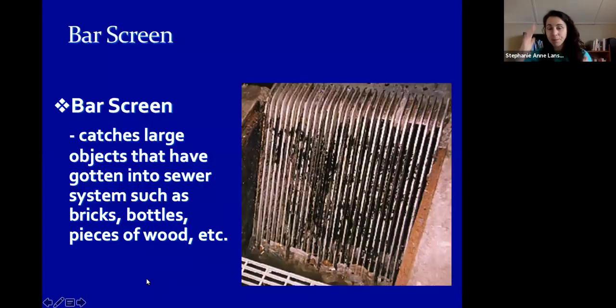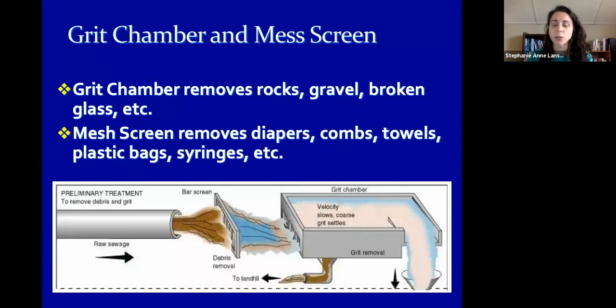So going step by step, you start with the bar screen. The bar screen is just going to catch the large objects that got into the sewer: bottles, bricks, pieces of wood, just the big stuff. Then it goes into the grit chamber. The grit chamber is going to remove the smaller stuff, but stuff that we don't want going into our anaerobic digestion system and being field applied through the biosolids. So these are going to be things like rocks and gravel and broken glass, as well as diapers, towels, plastic bags, syringes. You'd be amazed what gets thrown into the sewer and down the toilets. So again, that bar screen material and that grit is then going to go to the landfill, okay?